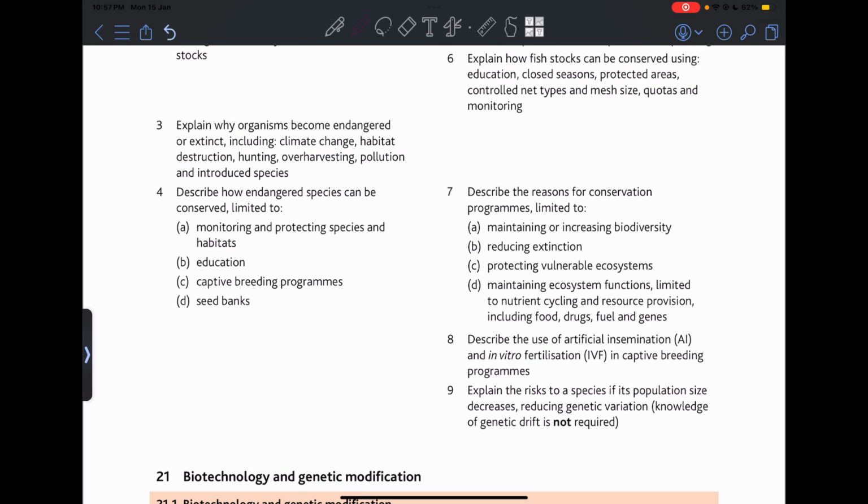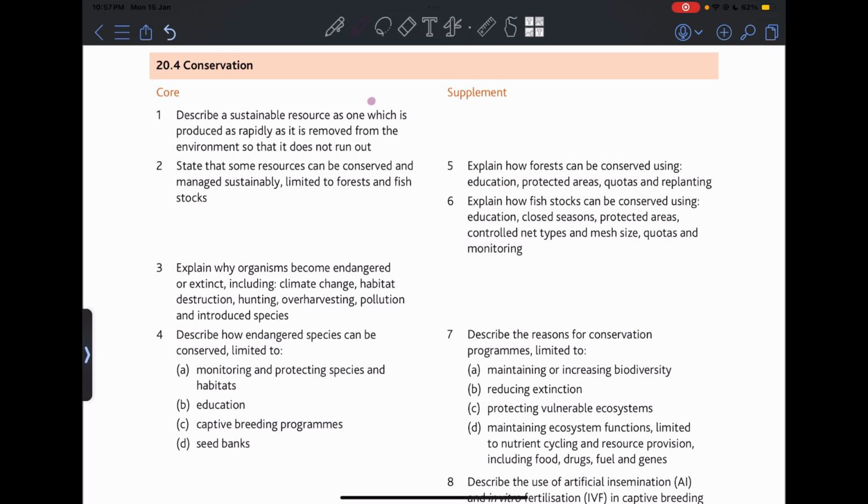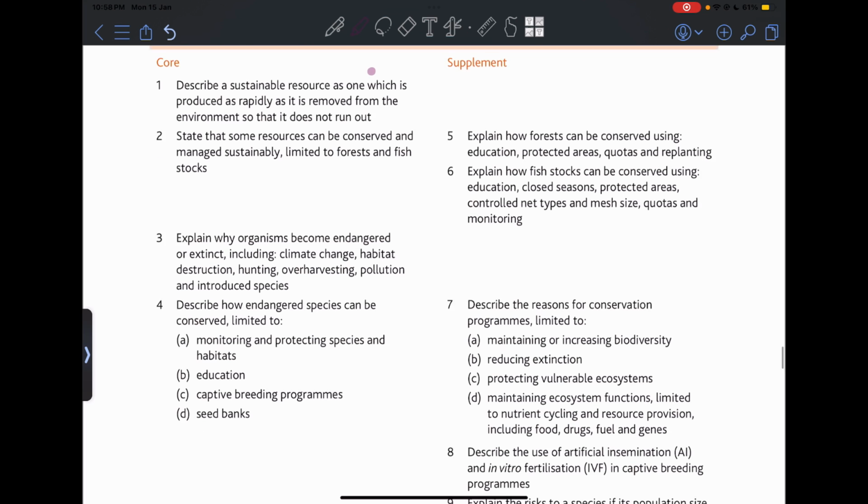Seed banks keep seeds of several plants that are going extinct. You will store them under the right conditions so that they don't germinate. Supplement students, extended students, explain how forests can be conserved using education, protected areas, quotas, and replanting. So, what is quotas? Quotas is usually done for fish. For example, there will be a specific time where people are going fishing, and there are seasons for those. Sometimes the fish will have seasons where they breed, and then the governments will prevent fishing during that season of breeding so that they don't go extinct and they don't fish out baby fishes. And this is to prevent the over hunting or over fishing of some fish. And replanting is taking the seeds from the seed banks and planting them so that they don't go extinct.